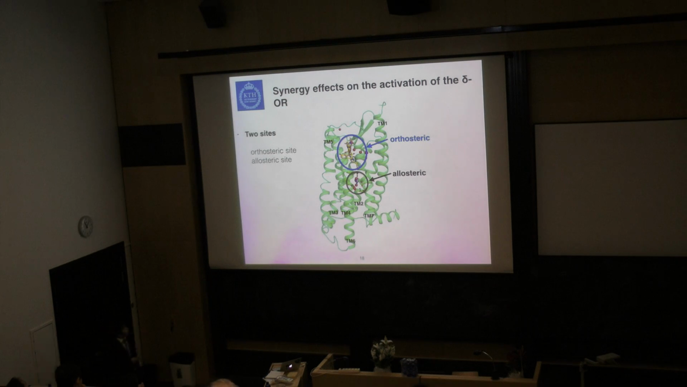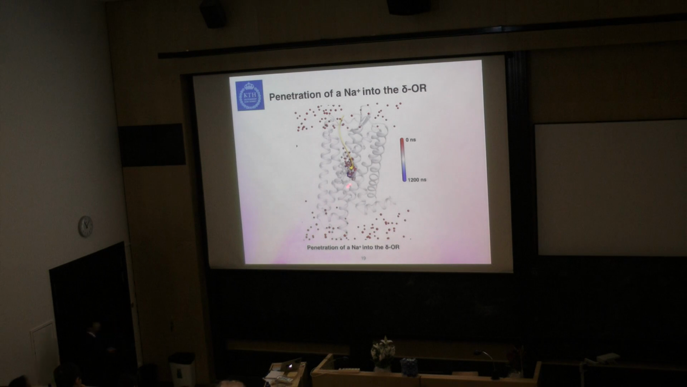And there are two ligand binding pockets in the opioid receptor. The first one is the orthosteric site, where the endogenous ligand can bind to it. Another one is the allosteric site, where the sodium ion can bind to it. In this project, we focused on how these two sites can collaboratively work with each other to regulate the activation of opioid receptor. We first studied the penetration of the sodium ion into the allosteric site. We found that it can bind to the allosteric site from the extracellular side of the receptor at about 200 nanoseconds. And after 200 nanoseconds, the sodium ion is coordinated by several polar residues and stabilized in this site.